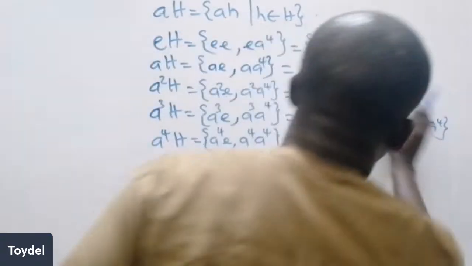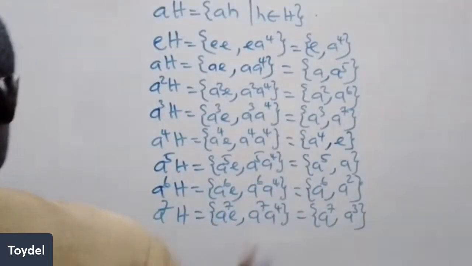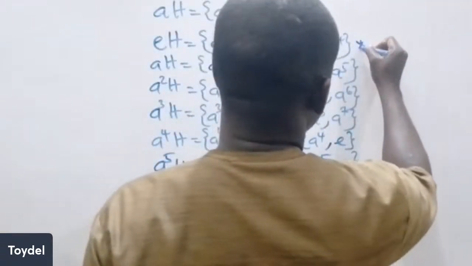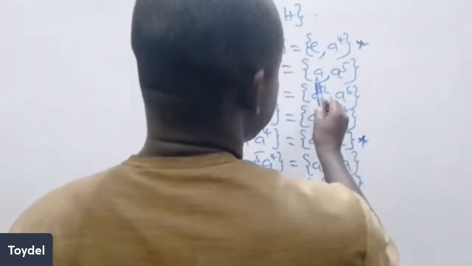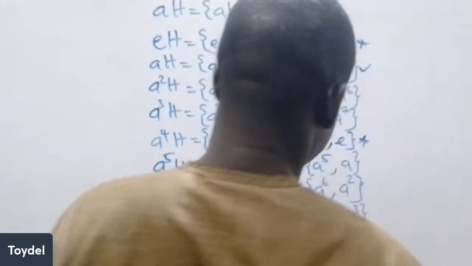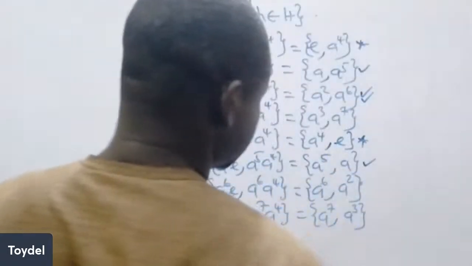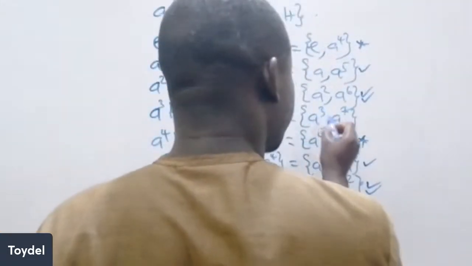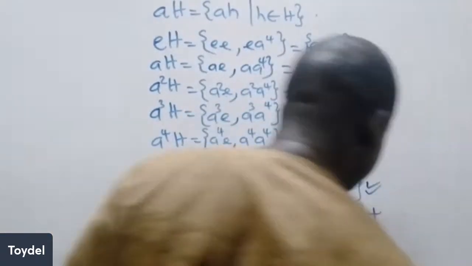So now let's check the cosets. How many distinct cosets do we have here? e and a⁴. Do we have something like this? a⁴ and e is the same thing. This is 1. a and a⁵, a⁵ and a, this is 2. Then a² and a⁶, a² and a², then a⁶ and a². This is unique. Then a³ and a⁷, a⁷ and a³. Arrangement does not really matter.